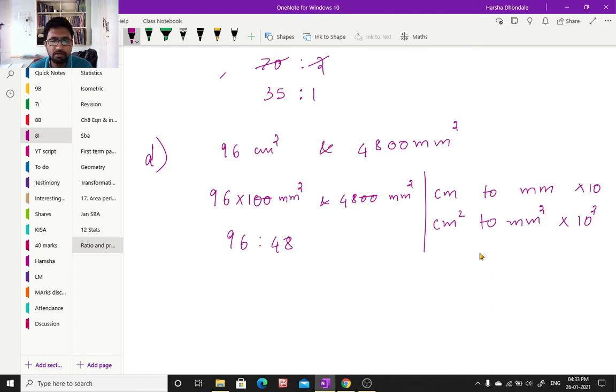Both of them I can simplify using 4, I guess. Or maybe 12. Can I use 12? 96 divided by 12 is 8. Okay, directly 48 I could have done. Anyways, 12 8s are 96, and 12 4s are 48, then divide by 4, 4 2s are 8, and 4 1s are 4. So it is 2 is to 1. This is your final answer. You will get marks only when you come to this part, 2 is to 1.